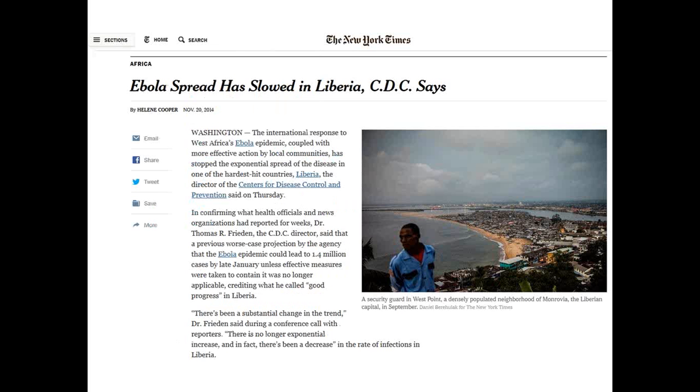A good example of the confusion that the public has is the confusion we in public health have. This is the first of 2 articles published last Friday, November 20th in the New York Times. Ebola spread has slowed in Liberia, CDC says. It talks about the idea that the worst case projections are not going to happen, which again, I've already made my comments about. But if you read this article, you would come away with the fact that there's still concern, but that in fact we've really made great progress.